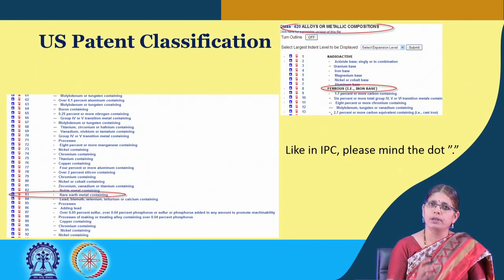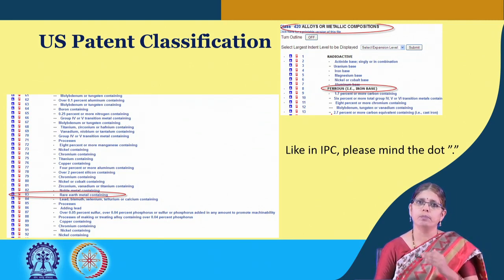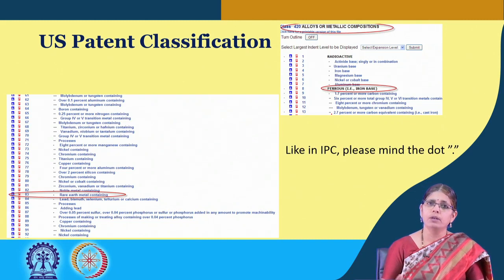This is how you can look at it, and just like the IPC, you also have to take into consideration that they are hierarchically represented. The increased number of dots indicates to you to what group or subgroup that particular classification is relevant. So, one should keep in mind the dots to that extent.